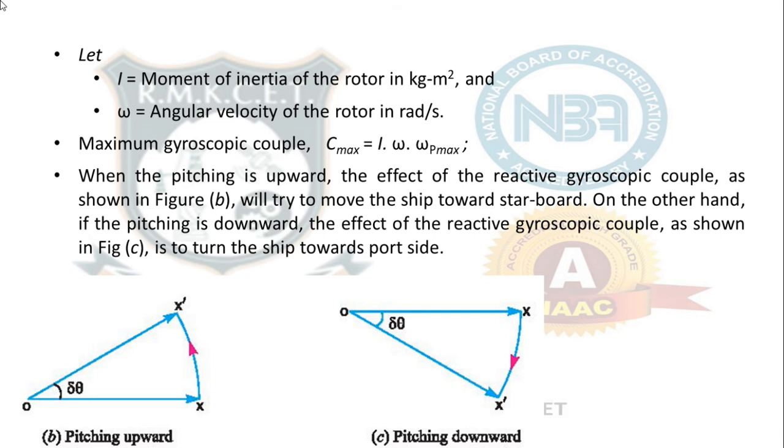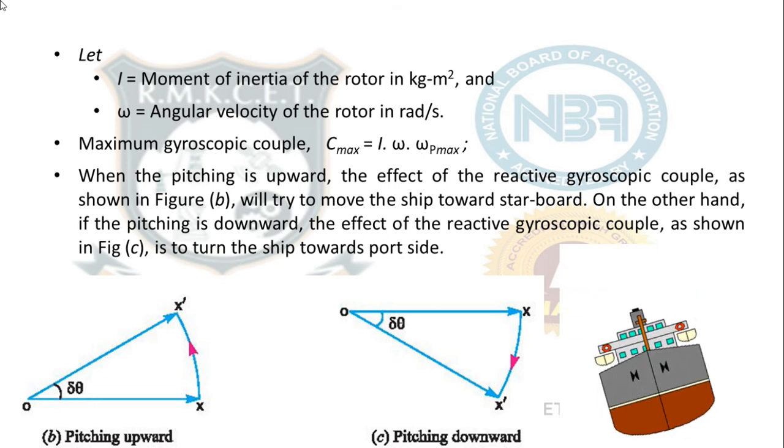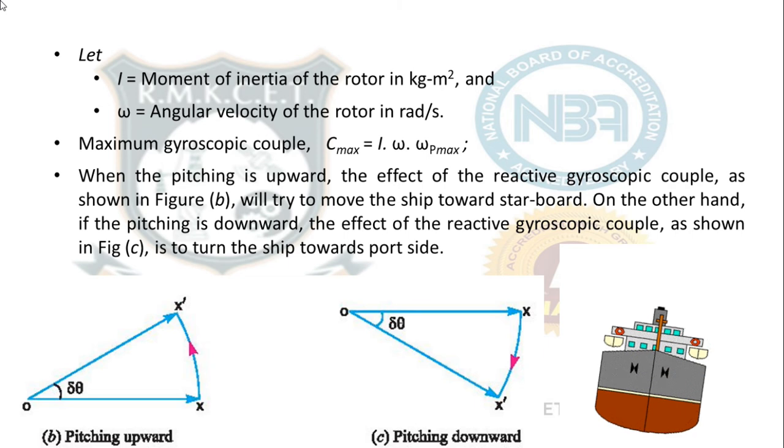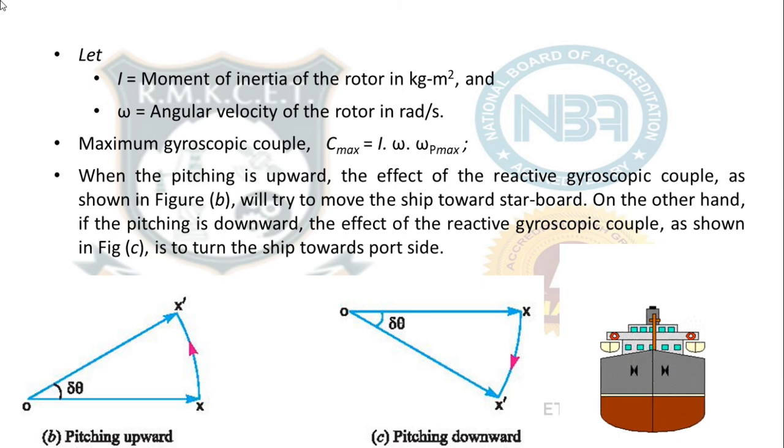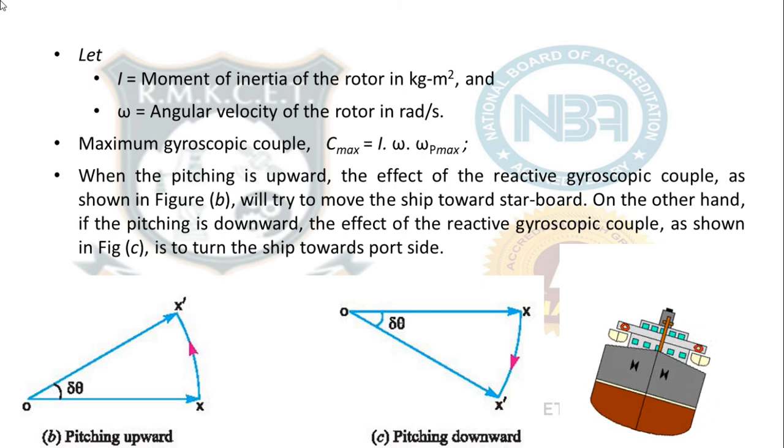So when pitching is upward, the effect of reactive gyroscopic couple as shown in figure B will try to move the ship towards the starboard side. On the other hand, when pitching downward, the reactive gyroscopic couple will turn the ship towards the port side. So the result is rolling. This is the reactive gyroscopic effect. When the propeller is going around and you pitch the ship, the end result will be a rolling effect. The reactive couple will try to sway the ship to the left and right, rolling the ship.